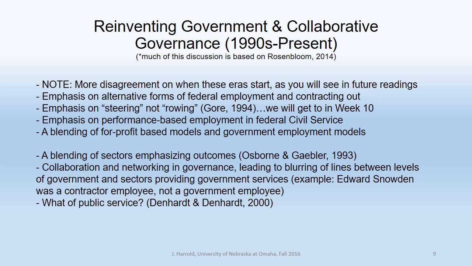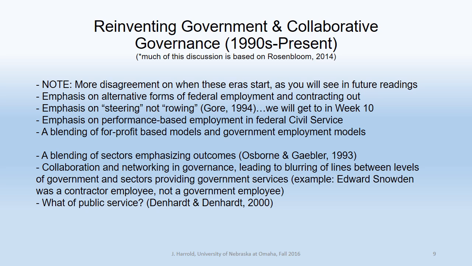So what we see is a blending of sectors emphasizing outcomes, and that really is kind of what Osborne and Gaebler were talking about in Reinventing Government. Whatever the method is that we can get to prescribed outcomes, that's what we should do. The most efficient or effective method, whether that be contracting out, whether that be having government employees do the work, whether that be vouchers, we should look for the most effective device to find the outcomes we're looking for.